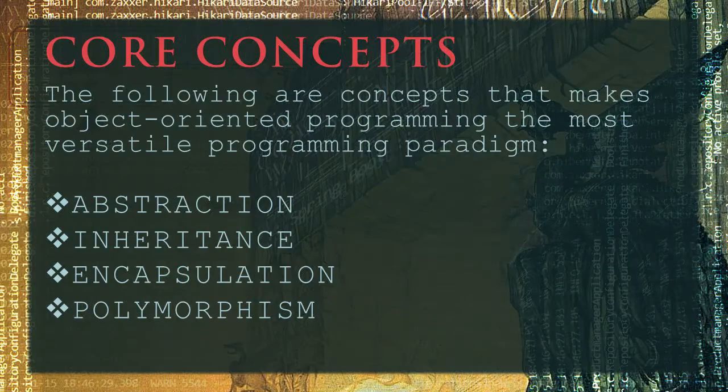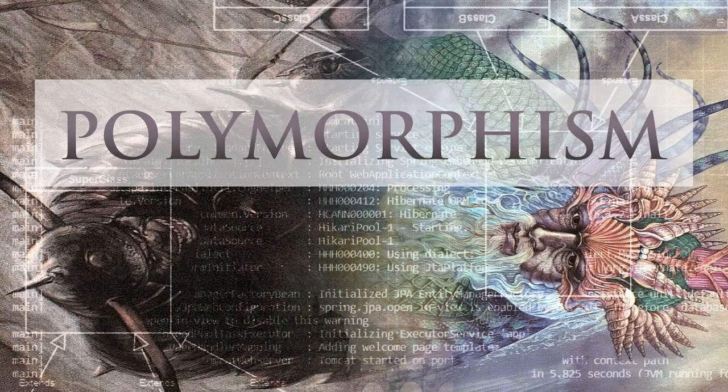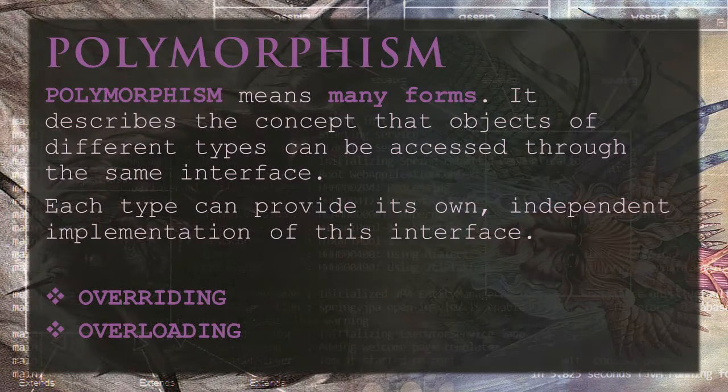The last core concept is polymorphism. Polymorphism means many forms. It describes the concept that objects of different types can be accessed through the same interface. Each type can provide its own independent implementation of this interface. We have two types of polymorphism: overriding and overloading.